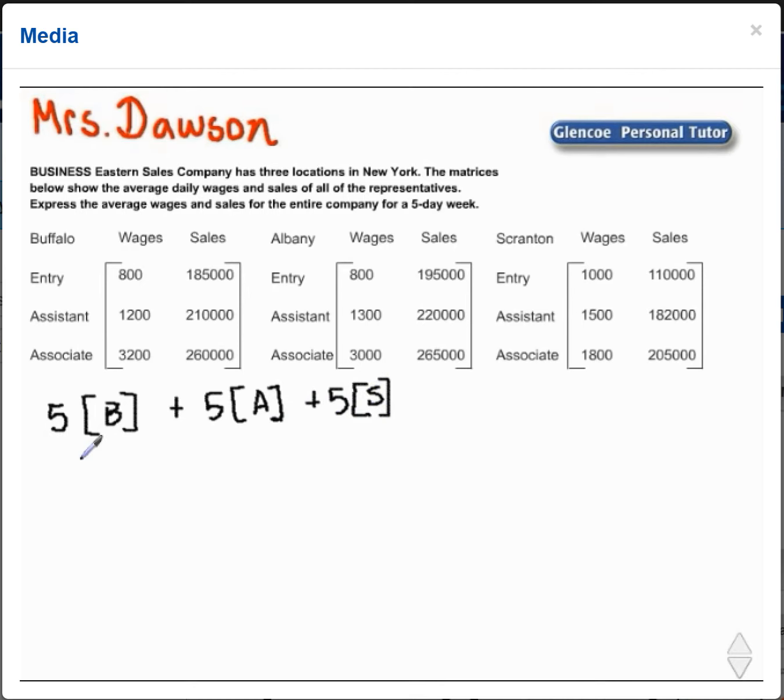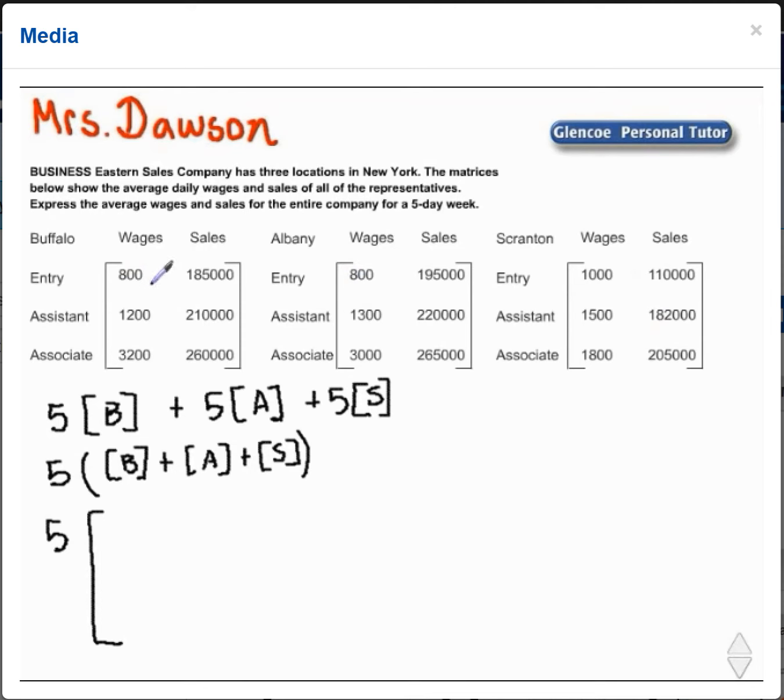Now, using the distributive property, you can see that that would be the same thing as multiplying 5 by the sum of each one of these matrices. So, what we'll do is find the sum of these 3 matrices by adding the corresponding elements.